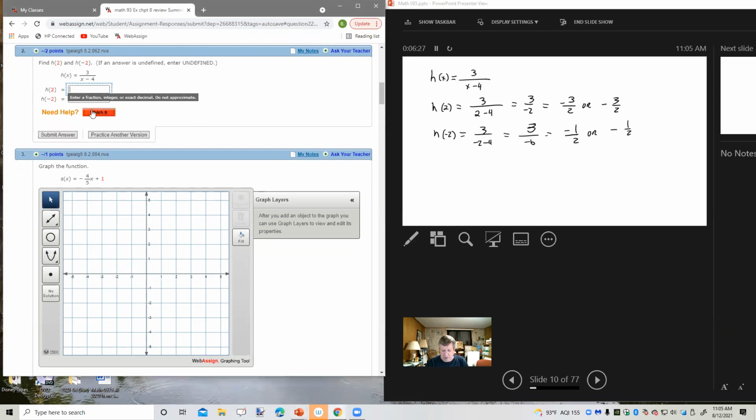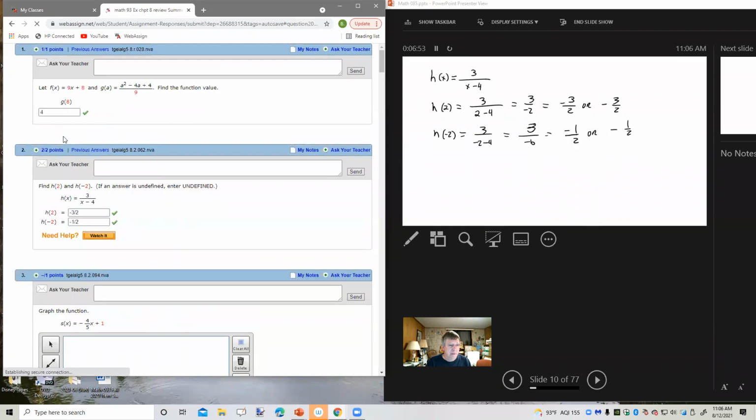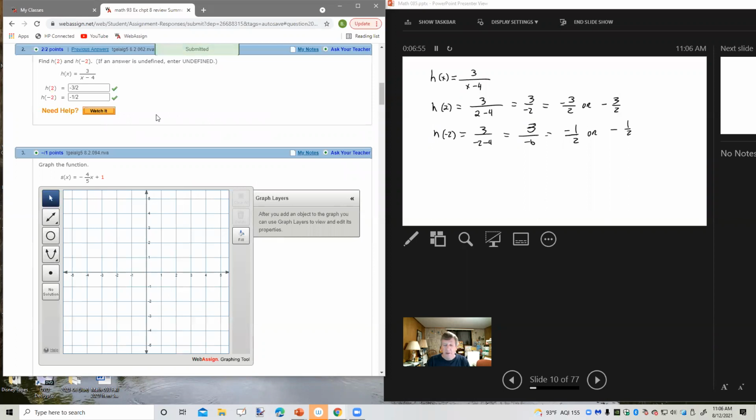So h of 2 is negative 3 halves. And then h of negative 2 is going to be negative 1 half. Any questions there?